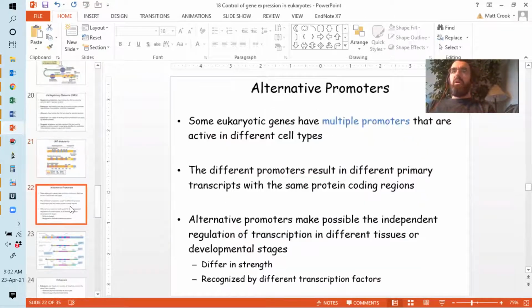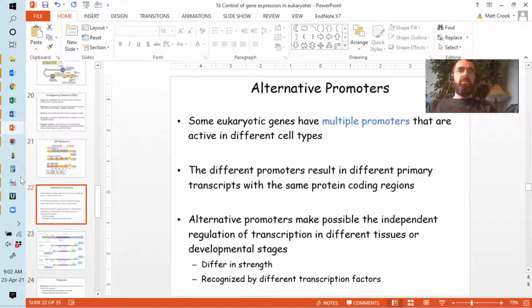And one of the ways, and this is a really bizarre one, is that you can have multiple promoters for the same gene. And those promoters can respond differently to regulatory proteins, and turn on expression of different transcripts in different cells, at different times, with different strength, things like that.